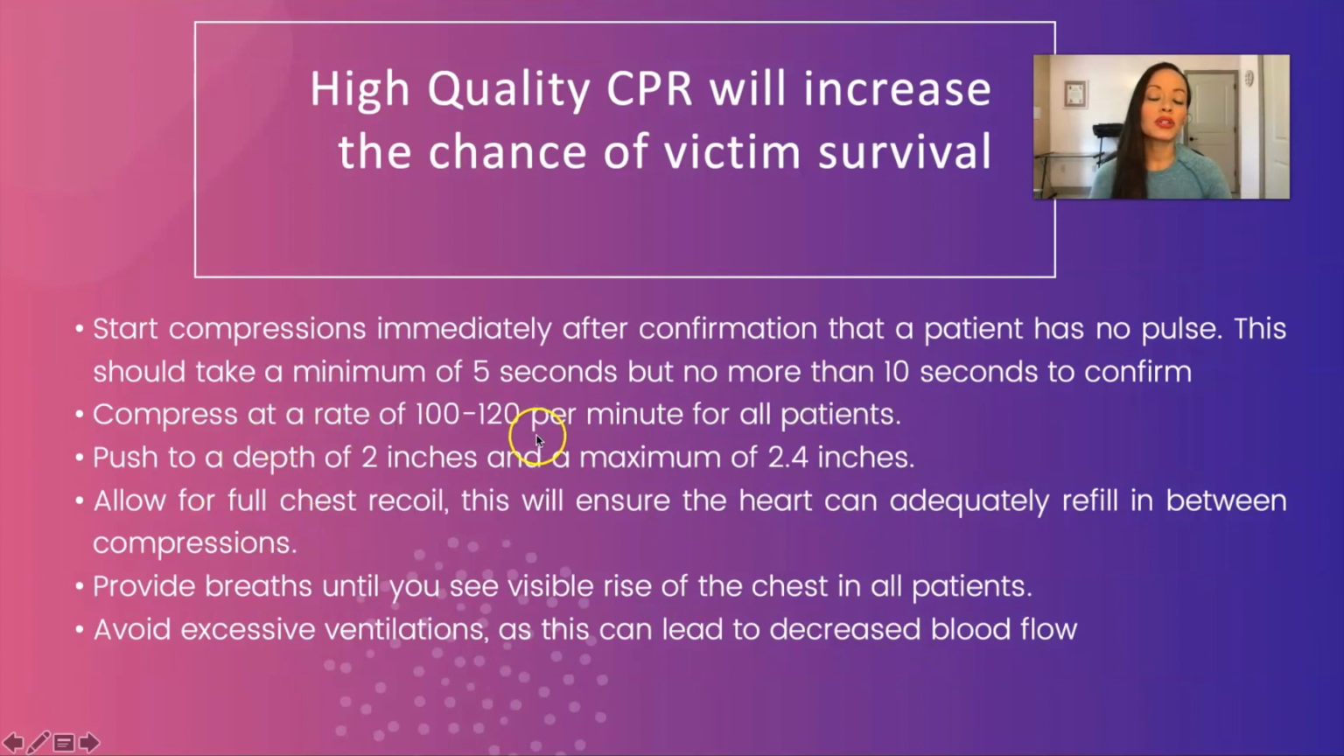Compress at a rate of 100 to 120 per minute for all patients. That's usually tested on too. The depth is tested on. Push to a depth of 2 inches and a maximum of 2.4. Allow for full chest recoil. Provide breaths until you see visible rise of the chest in all patients, and you want to avoid excessive ventilations as this can lead to decreased blood flow.